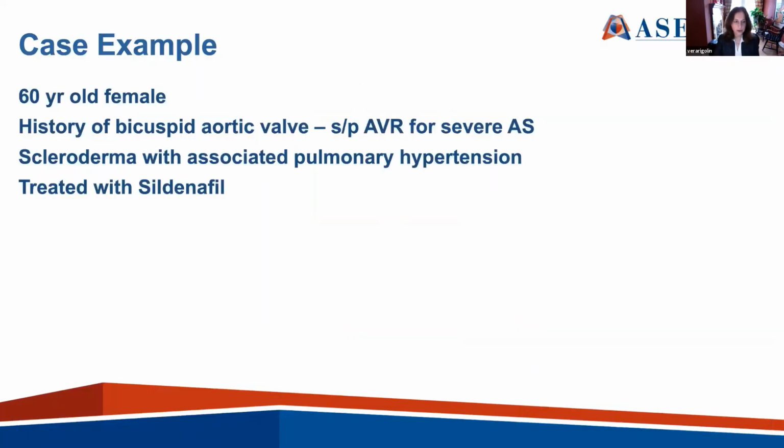And the diagnosis of that patient was pulmonary embolism, and she was treated accordingly. Next example is a 60-year-old female with a history of a bicuspid valve. She underwent aortic valve replacement for severe aortic stenosis. She also has scleroderma with associated pulmonary hypertension and is being treated with sildenafil.